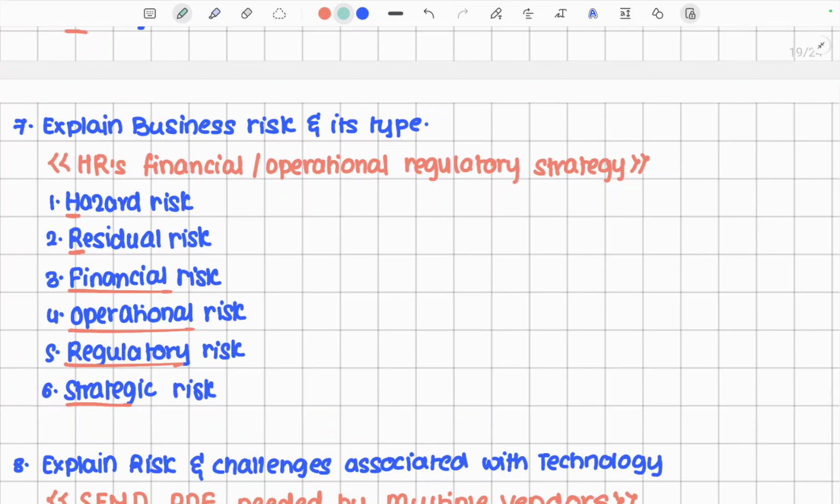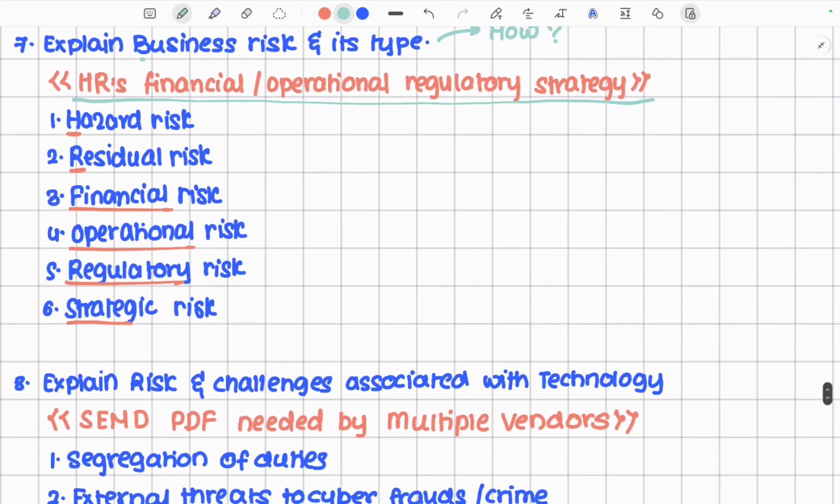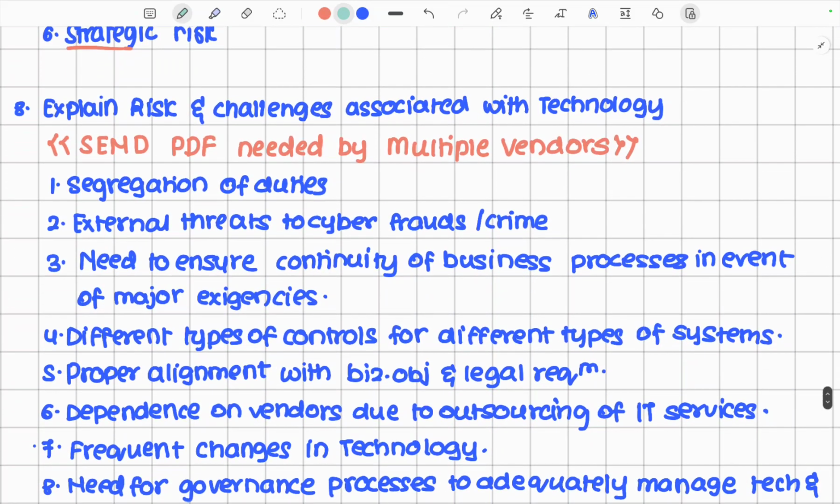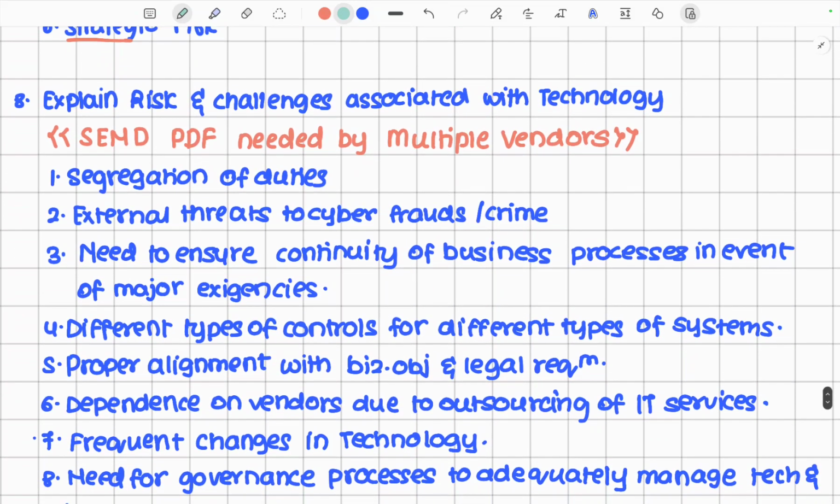Explain business risk and its type. You know the risk, just assume you know the risk. Your question should be, how to deal with this risk. So the answer is HR's financial and operational regulatory strategy. That is hazard risk, residual risk, financial risk, operational risk, regulatory risk, and strategic risk. This is one of the biggest questions.